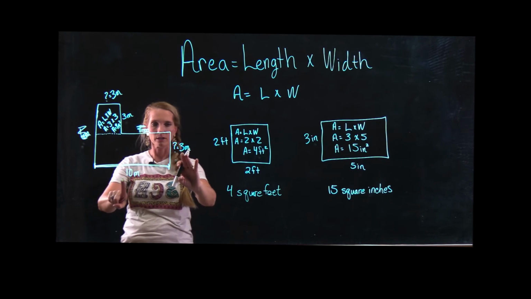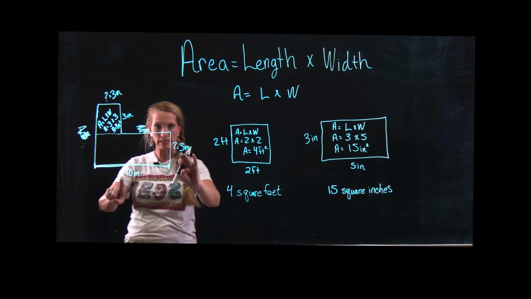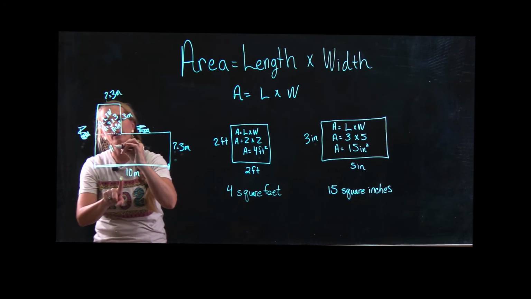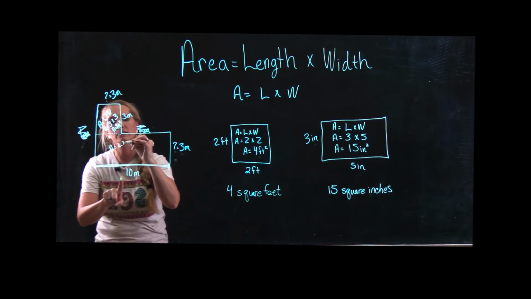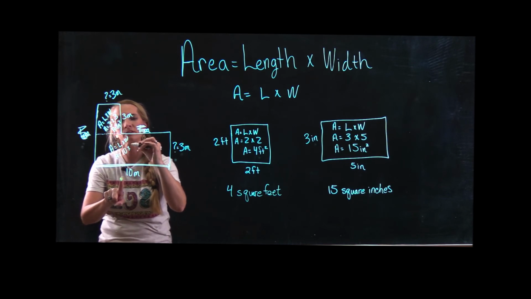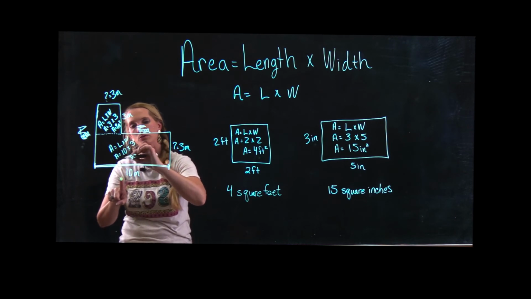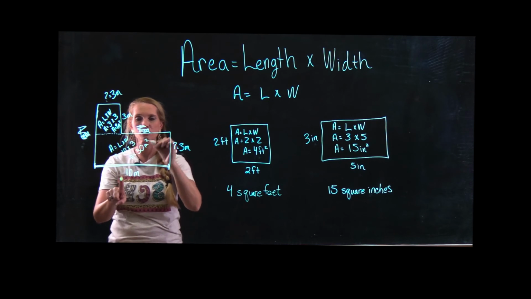Then I've got here my length of 10 and my width of 3. So I'm going to figure my area equals length times width. Area equals 10 times 3. So then I have an area equal to 30 meters squared.